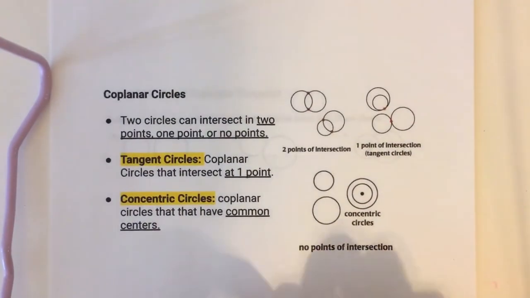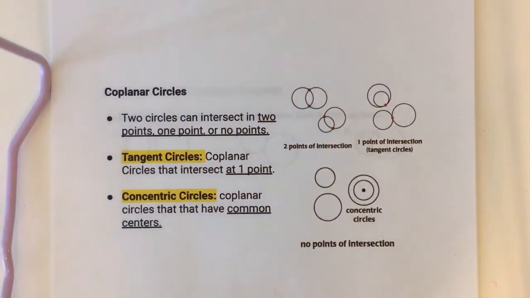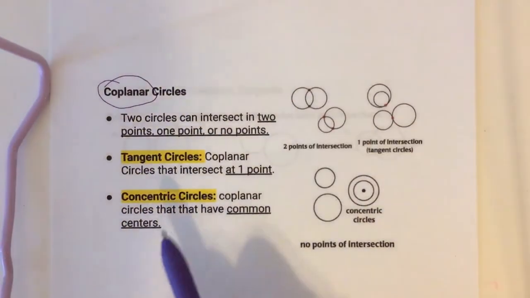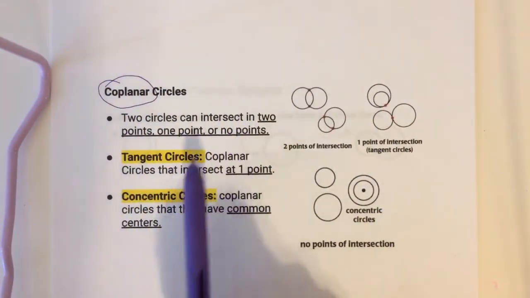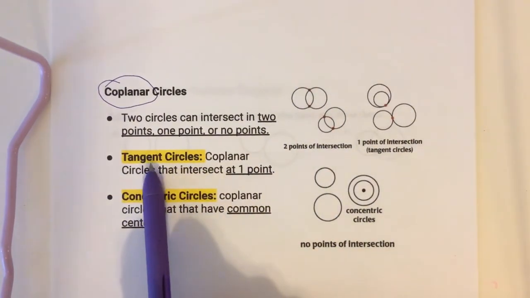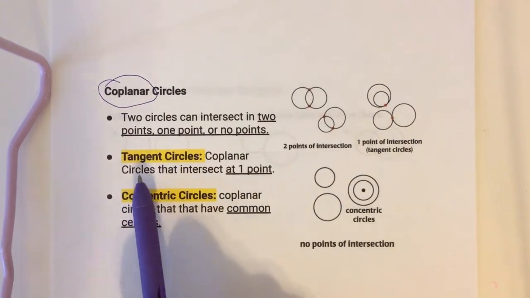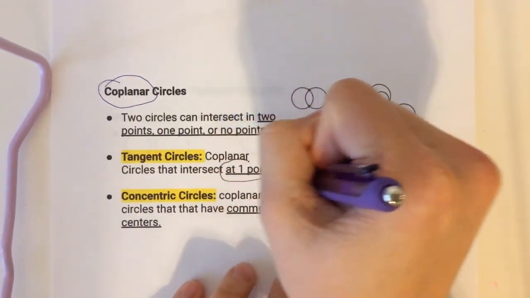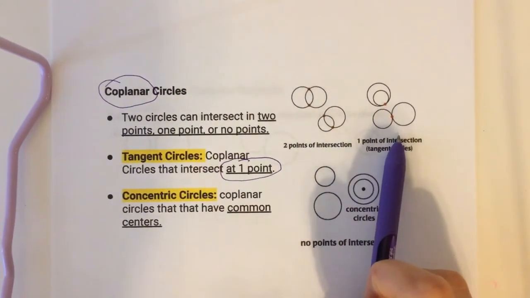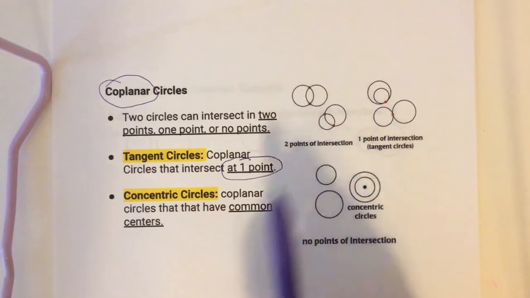Now we're going to talk about coplanar circles. We've used this word coplanar before. It just means same plane. And the options we have are 2 circles can intersect at 2 points, 1 point, or no points. And this tangent comes back again. We're going to use this word a lot. Tangent circles are coplanar circles that intersect at exactly 1 point. So just like a tangent line intersects a circle at 1 point, tangent circles intersect at 1 point. And you can see this example right here where they're intersecting at 1 point.